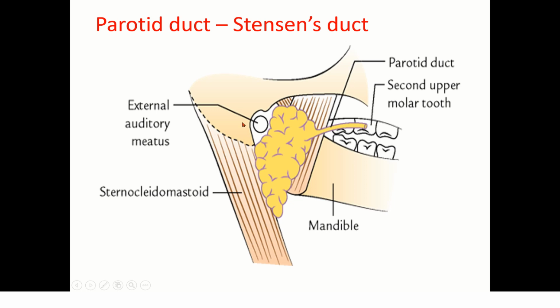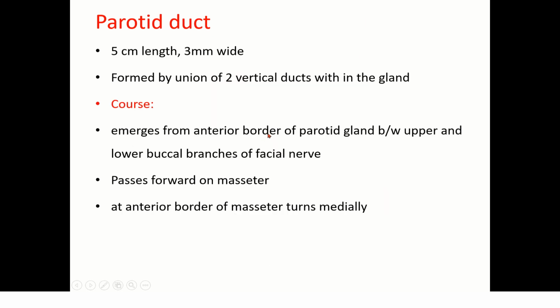And here comes the parotid duct, otherwise called the Stenson's duct, which emerges from the anterior border. It is formed by two vertical ducts, one from above and one from below. Both join within the substance of the gland and form a single parotid duct, which emerges from the anterior border. It opens on a papilla opposite the upper second molar tooth.